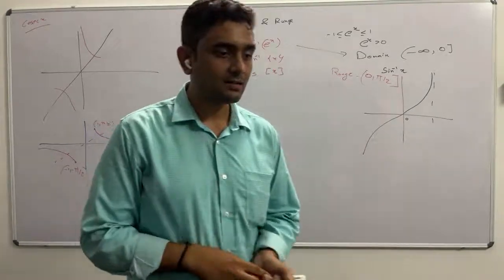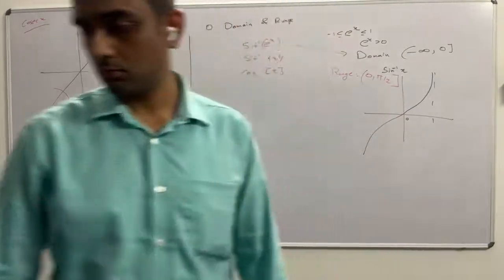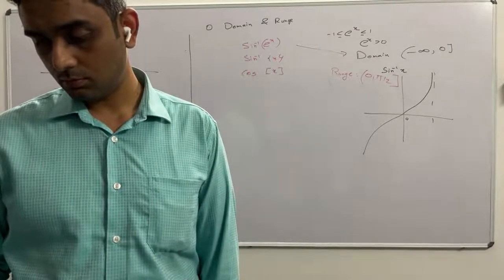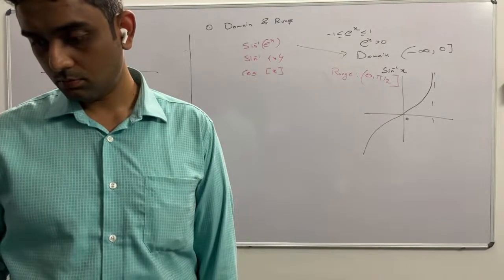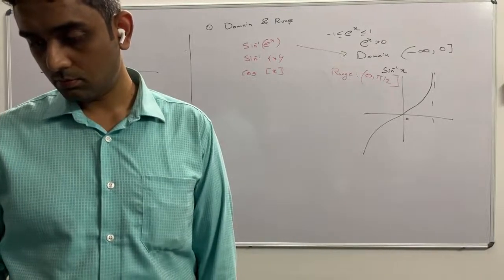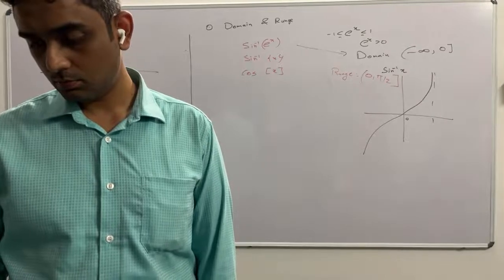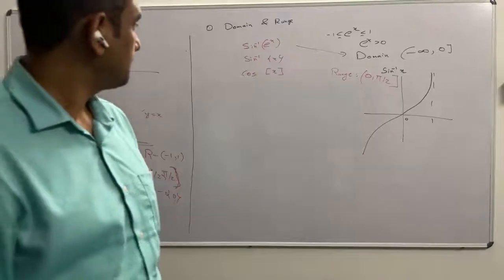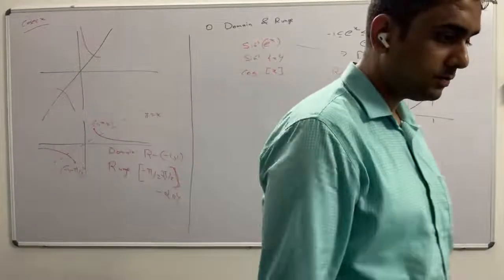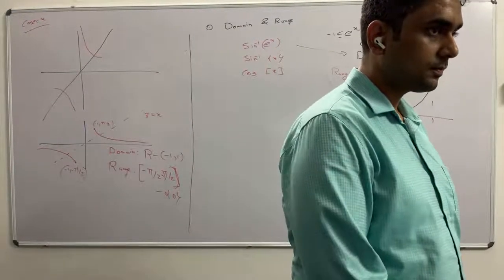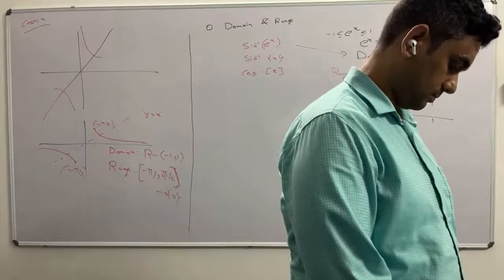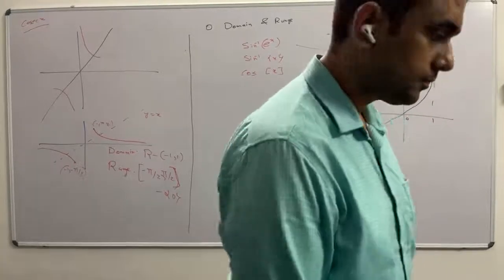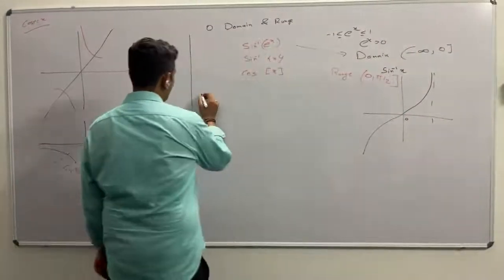Let me know if you are getting any other answer for any other part. Domain is always numbers, sir. Domain, yes, absolutely correct. Good. And range? Sir, 0 to pi by 2, open brackets. Correct. Good. So we'll look at the second one.